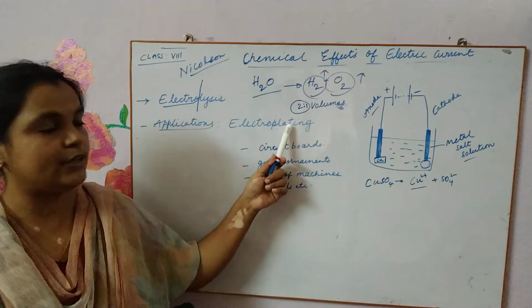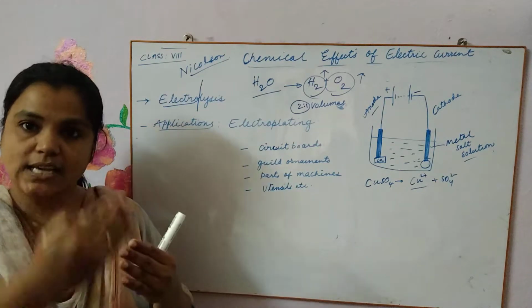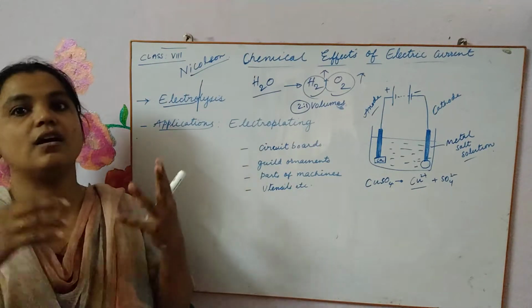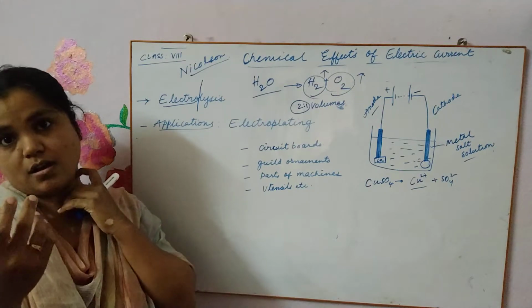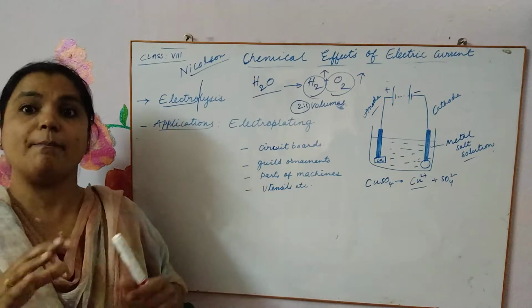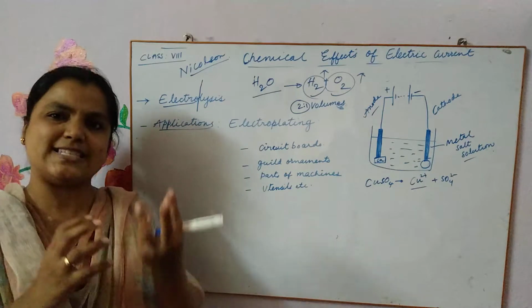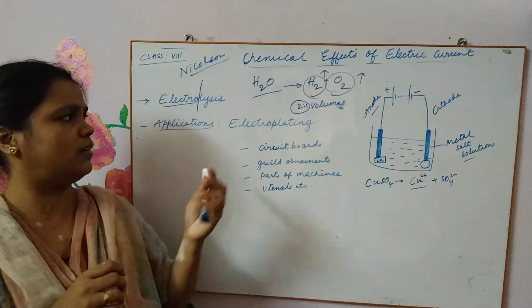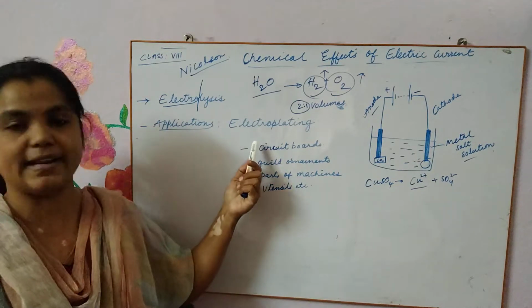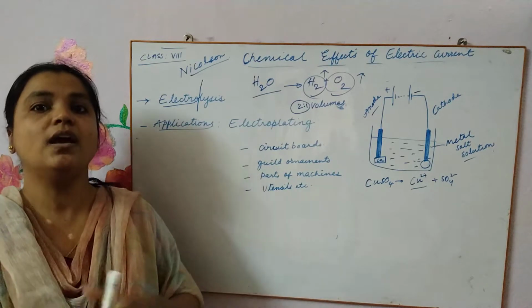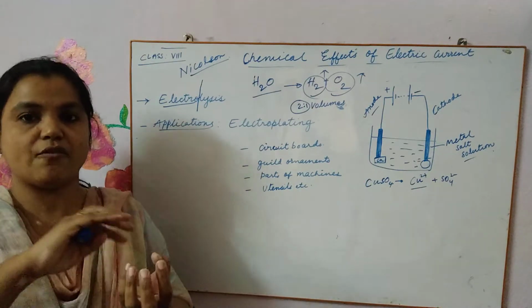What is electroplating? It is coating a costlier metal or a better metal over a cheap metal. That is called electroplating. Here, what are we doing? We are coating, very evenly.